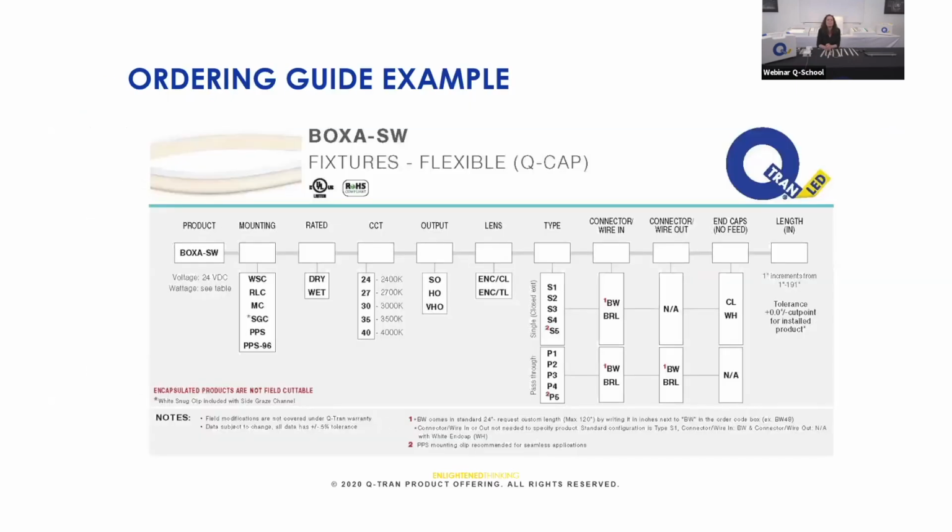So if we look at the typical ordering guide, and this is for the Boxa, you will see a variety of areas to fill in, starting with the mounting. Then we get to the rating, which is dry or wet. Dry is IP20, wet is IP67. We go to our CCTs, our outputs.